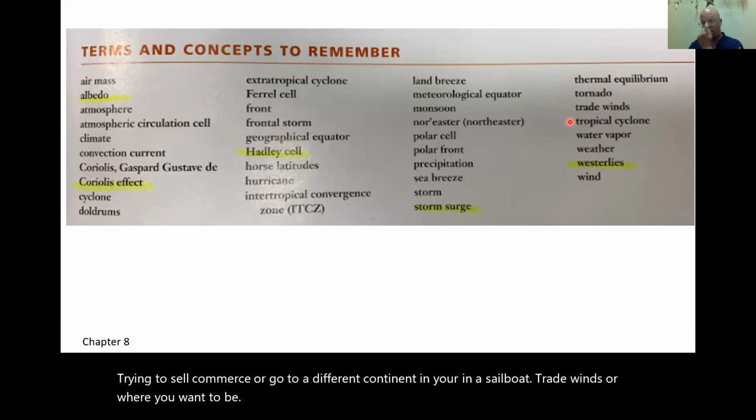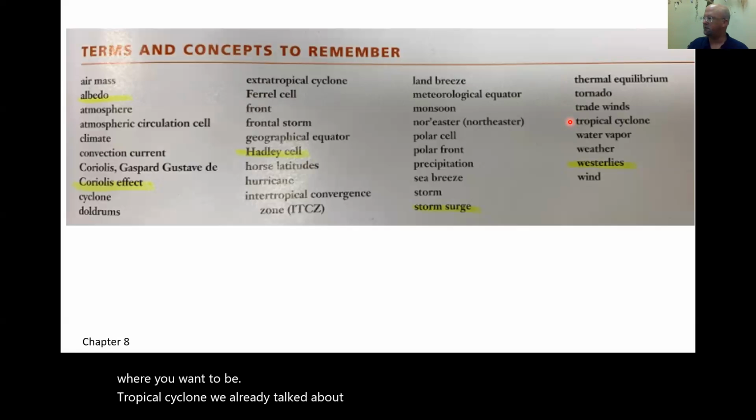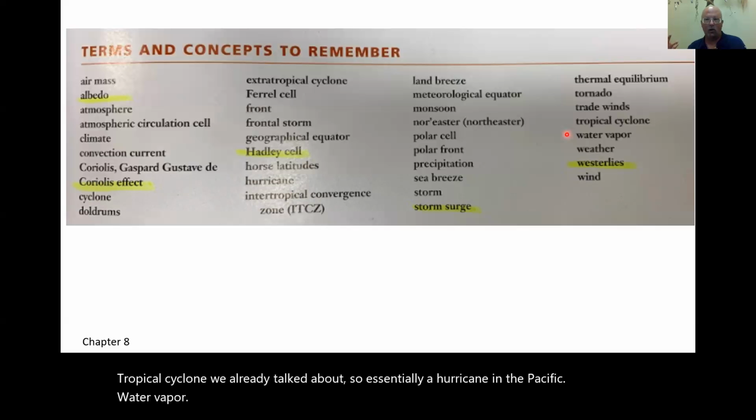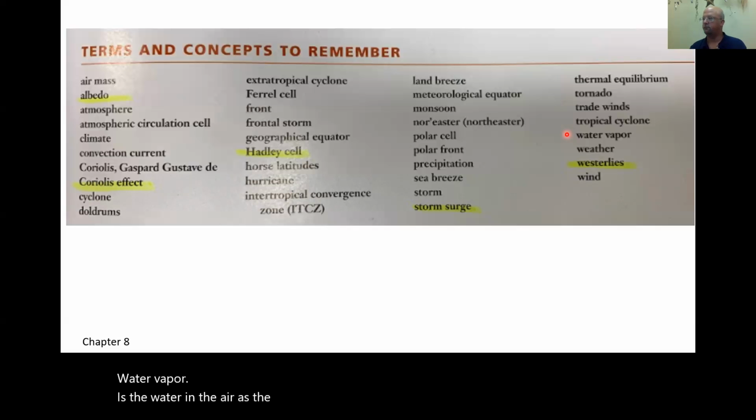Tropical cyclone, we already talked about. It's essentially a hurricane in the Pacific. Water vapor is the water in the air. It's the gas form of water. It could be steam.